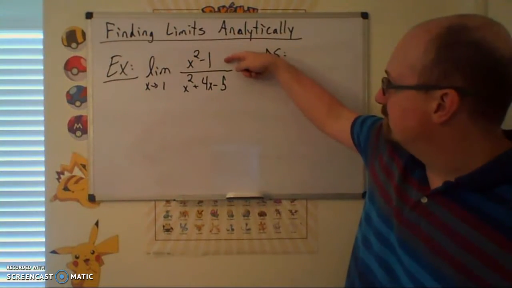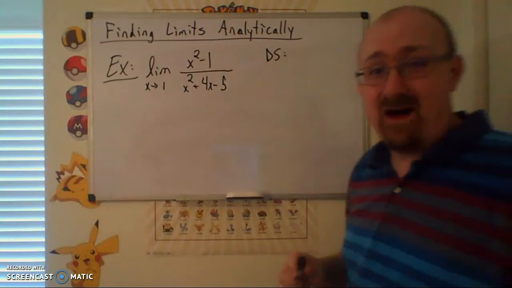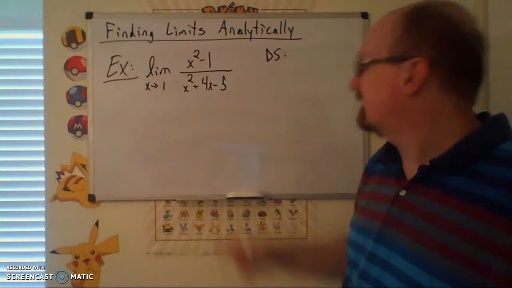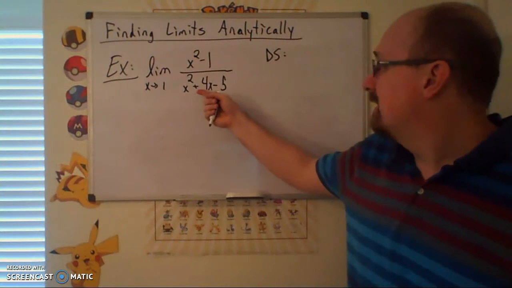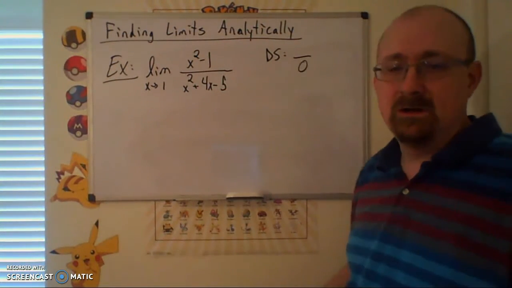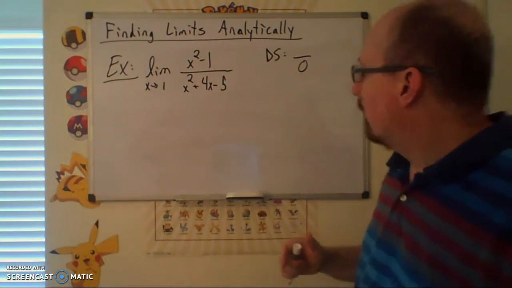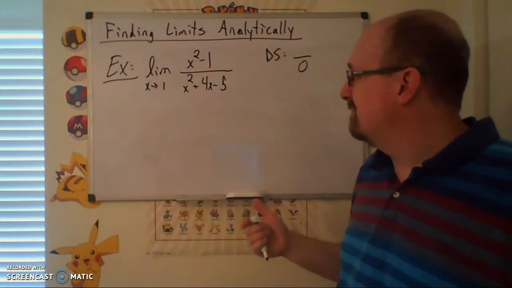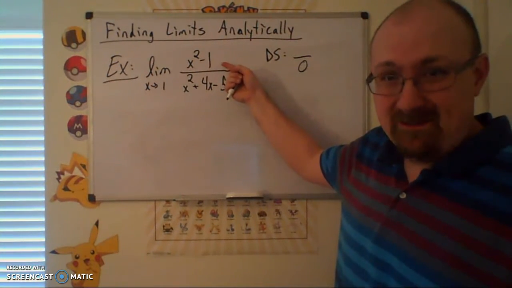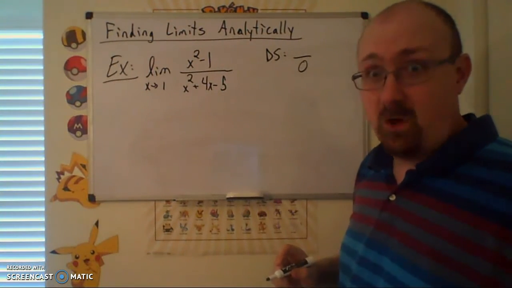So we have the rational function x squared minus 1 over the quantity x squared plus 4x minus 5. If we try feeding x equals 1 into this directly, down below we get 1 squared plus 4 minus 5. Uh-oh. There's a 0 in the denominator. That's bad. And if we look at the numerator, we have 1 squared minus 1. That's also 0.